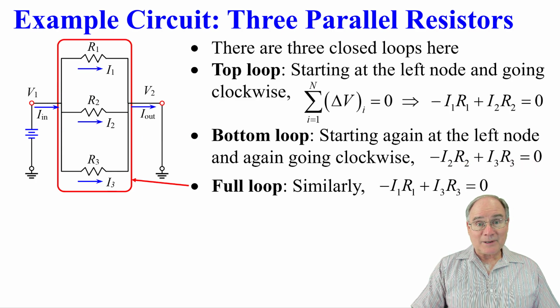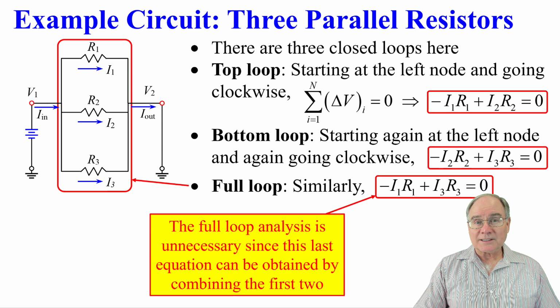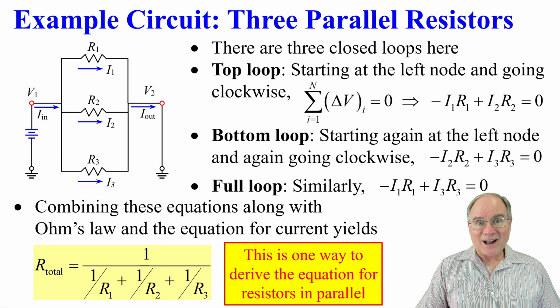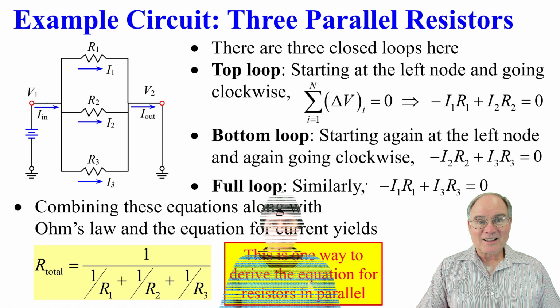There's a third loop, namely the full loop, where similarly around the whole circuit, we get this equation. I note here that the full loop analysis is unnecessary, since you can get this equation by combining these two. This shows that you don't have to use all the loops in an analysis, but it doesn't hurt anything to do so. Combining these equations along with Ohm's law and the equation for current from the previous slide gives us the equation for the equivalent or total resistance through 3 parallel resistors. This is one way to derive the equation for resistors in parallel.